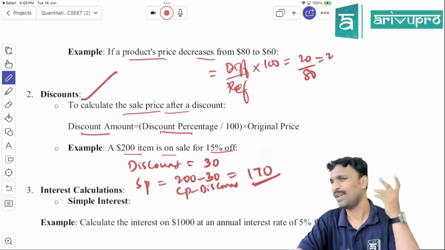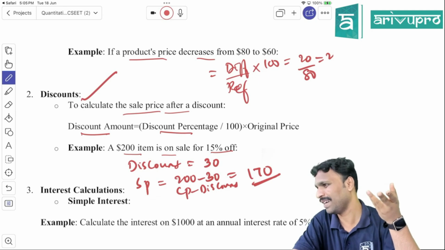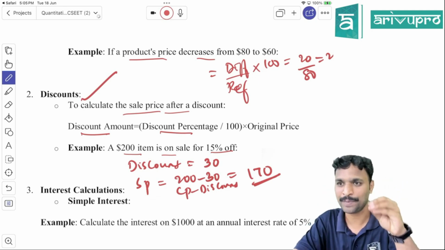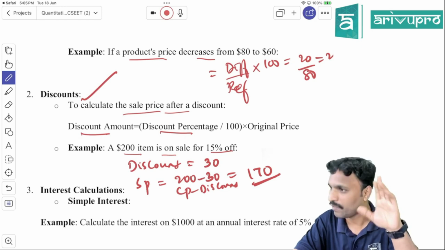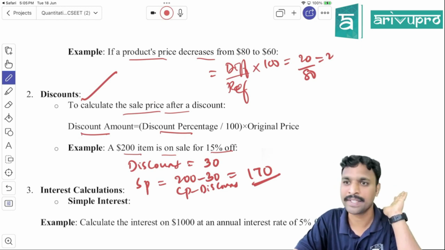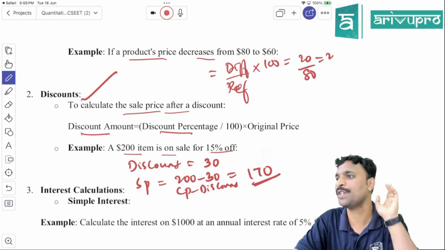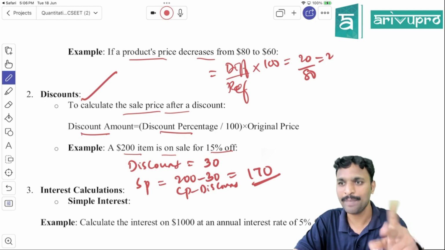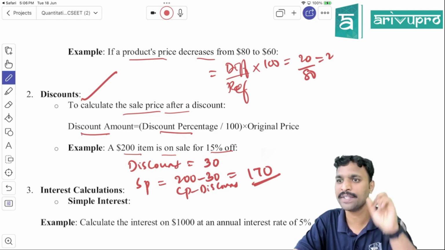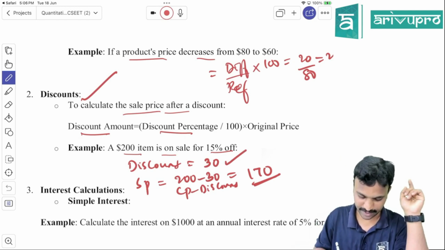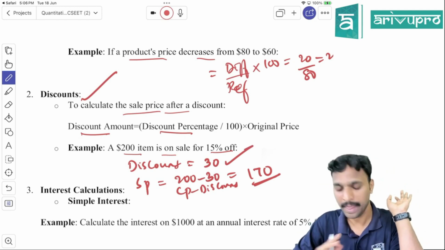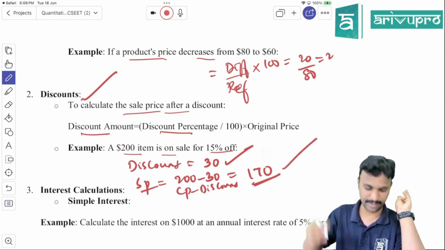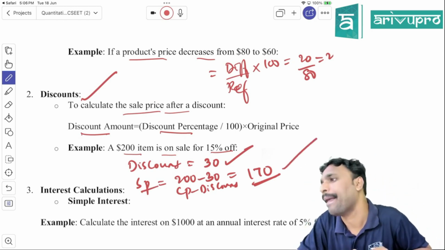No need to remember any formula at all. It's a basic thing, right? Common sense, that's it. Cost price is 200, they'll give a 15% discount. Now 15% on 200: 10% is 20, 5% is 10, 10 plus 5 is 15%. So 20 plus 10 is 30. 15% is 30. A 30 rupees discount comes. Now sale price is cost price minus discount. So the answer is 170. Understood?